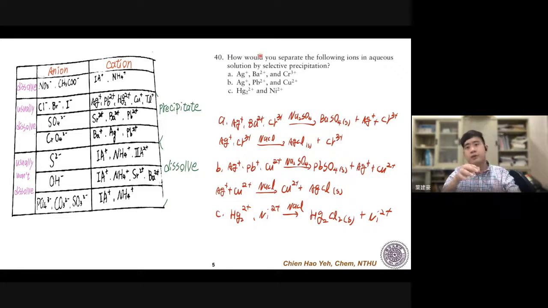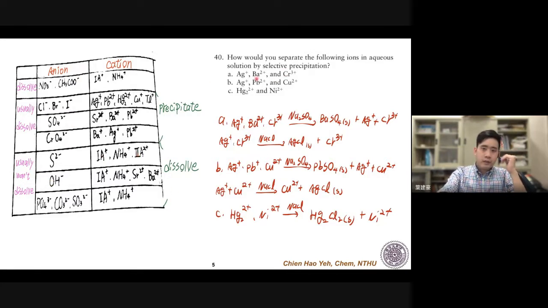So in the 40th question, how would you separate the following ions in aqueous solution by selective precipitation? So selective precipitation is basically one method to do the separation. So I think this will be easy when you memorize this chart very thoroughly.